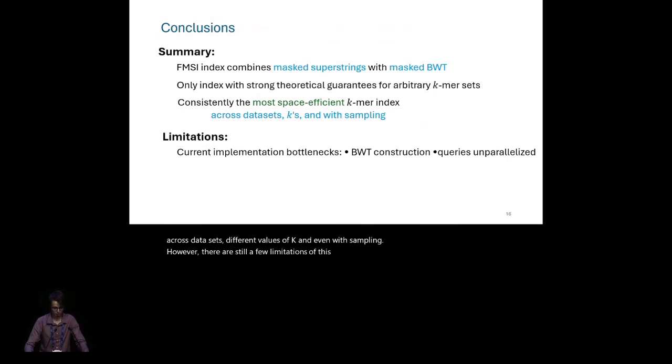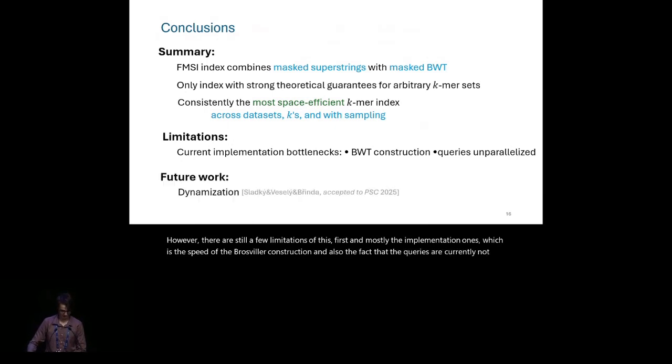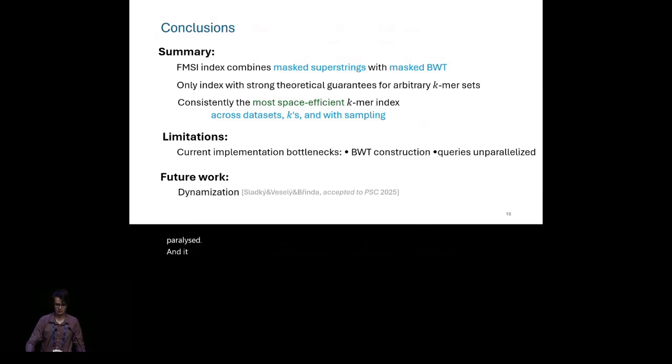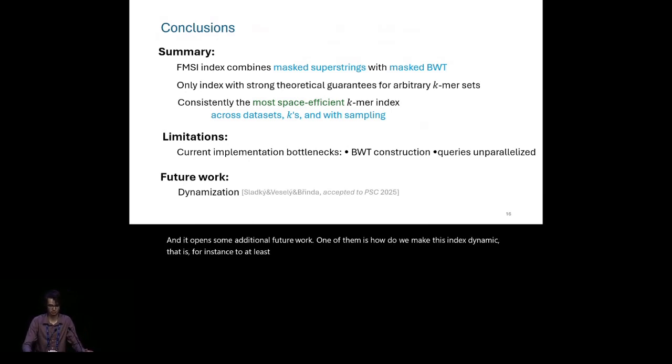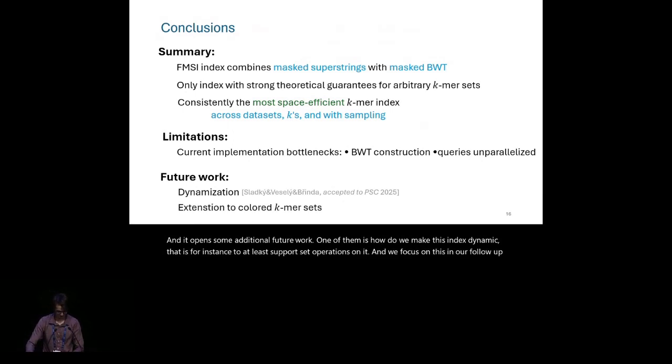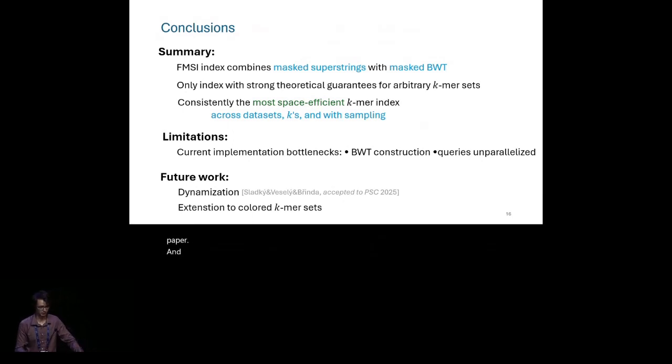First, and mostly the implementation ones, which is the speed of the Burrows-Wheeler construction, and also the fact that the queries are currently not parallelized. And it opens some additional future work. One of them is how do we make this index dynamic? That is, for instance, to at least support set operations on it. And we focus on this in our follow-up paper. And another important thing that would be done is to extend this data structure to work with colored k-mer sets.